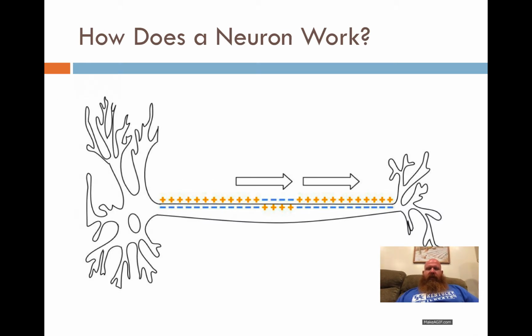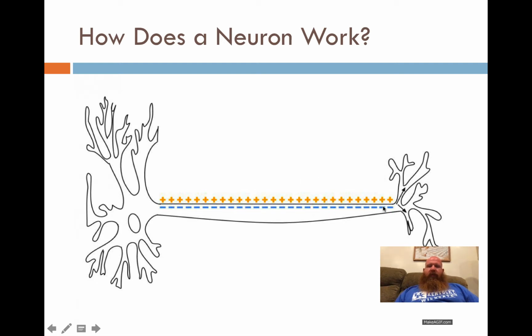And here's an example of that. I'll let that run a few times. The signal comes in, action potential happens, depolarization happens, and it shoots it down into the axon terminal. Hope you understand. Watch it one more time.